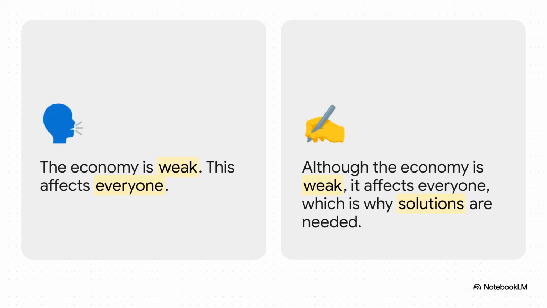Just look at this example here. On the left, you've got two simple, separate facts, kind of choppy. But look at the right. Those exact same ideas are now woven together to show a relationship, contrast, and consequence. That tiny shift, adding words like although or which is why, is what takes everyday language and turns it into academic thinking. That's the heart of what we're getting at today.